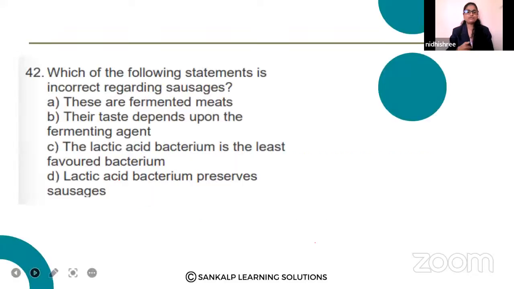Which of the following statements is incorrect regarding sausages? Option A, these are fermented meats. Option B, their taste depends upon the fermenting agent. Option C, lactic acid bacterium is the least favored bacterium. Option D, lactic acid bacterium preserves sausages. Which statement is wrong regarding sausages?